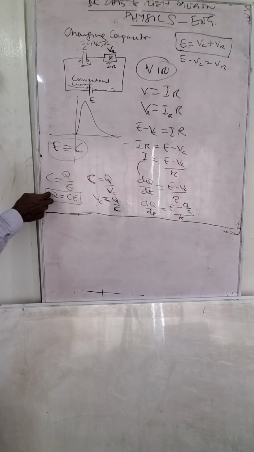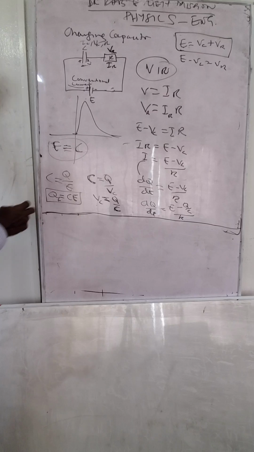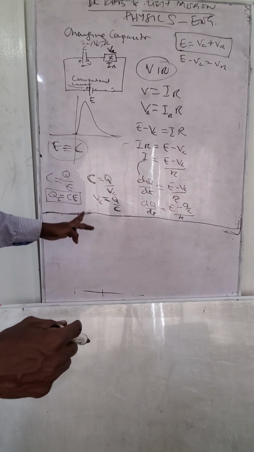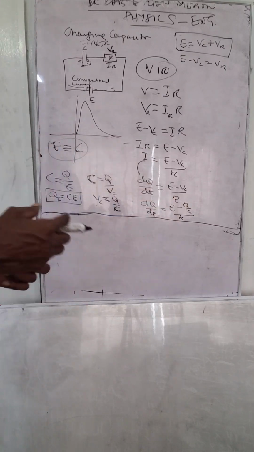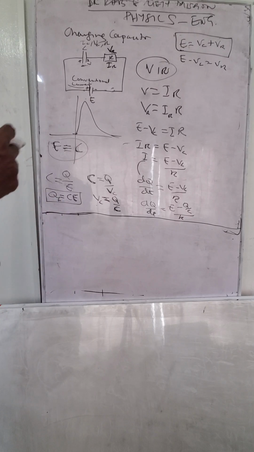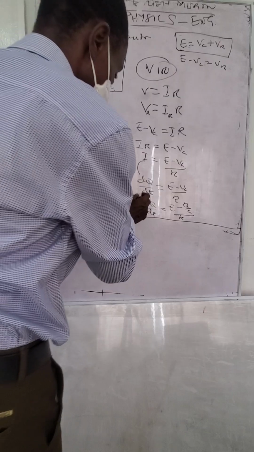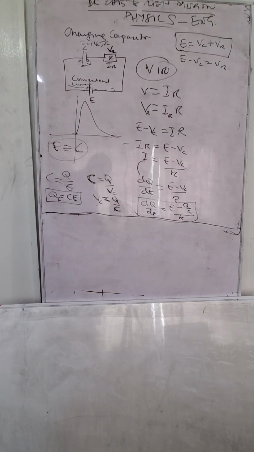So here, that is when it is full. Final Q final will be equal to CE. You can have this expression somewhere. We'll come to it. So in place of our Q, you can put CE there and then factorize the C out. But we'll come to that. So let's see. So this is the expression that we have now. Let's see how we can simplify that.